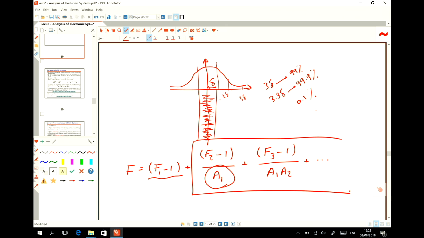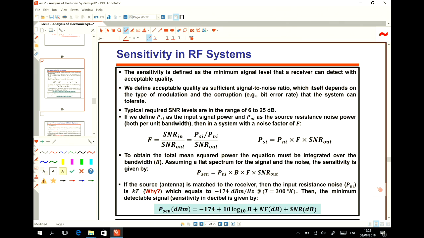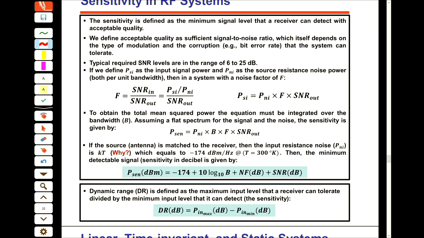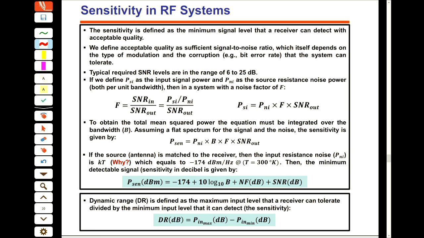If not, then we can continue with the new contents. All right. So up to here we understood what the noise is. But what's the effect of the noise? We can calculate the noise figure of the system, but from that we define another parameter which is important, especially in receivers: the sensitivity of the receiver. The sensitivity is defined as the minimum signal level that a receiver can detect.